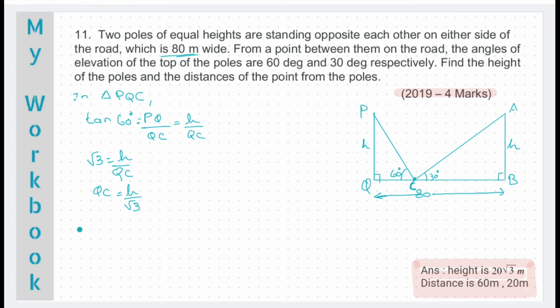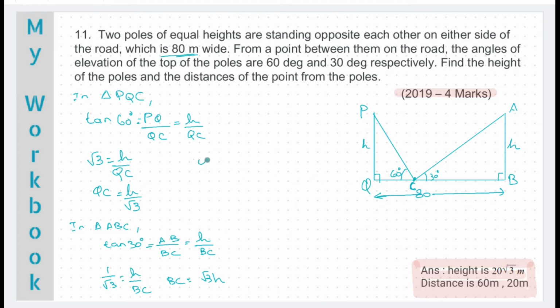In the other triangle ABC, tan 30 degrees is equal to AB by BC. AB is again H, BC is unknown. Tan 30 is 1 by root 3, which is H by BC. BC is equal to root 3H.